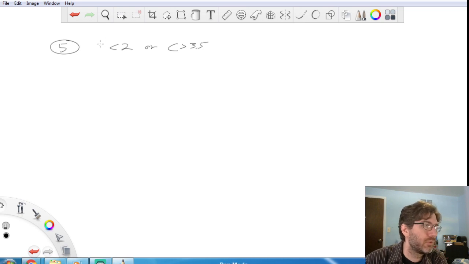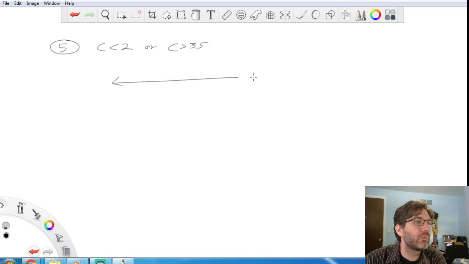Just don't get confused with decimals. They don't really do anything. But you have your number line. You have a 2, which is the smaller of the two numbers, and you have a 3.5, which is the larger of the two. Both of them are going to be circles because there's no equal to sign, so I'm going to circle both of them.